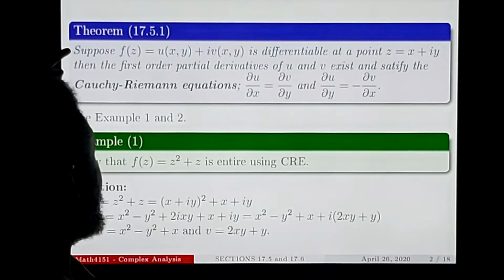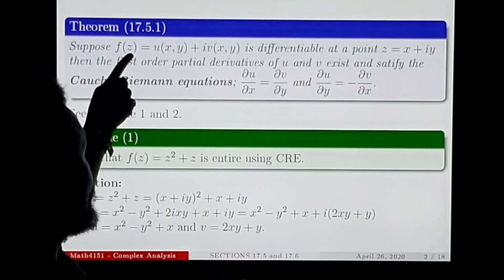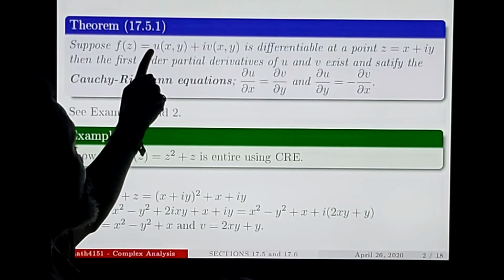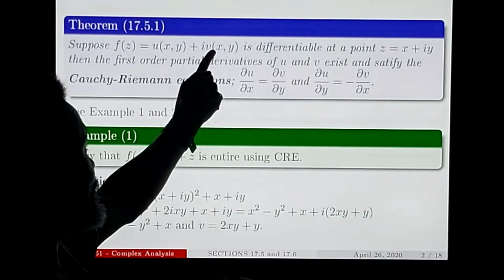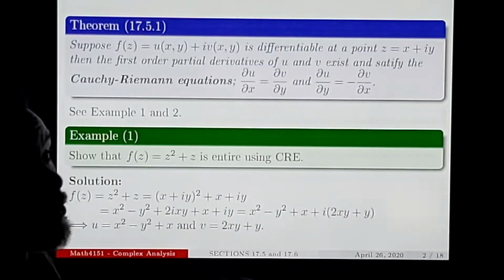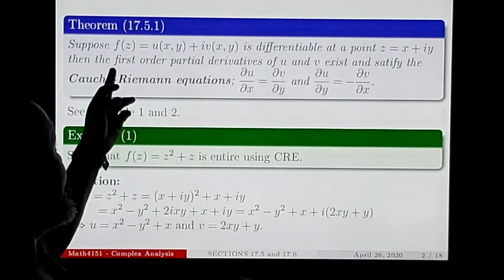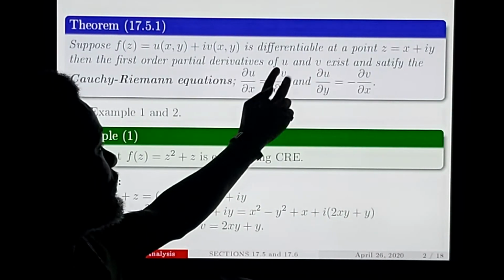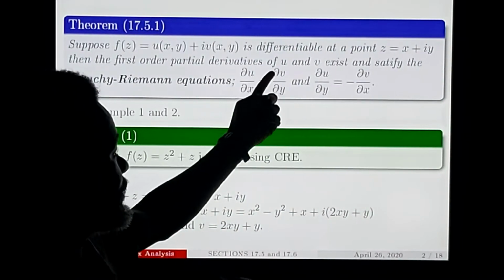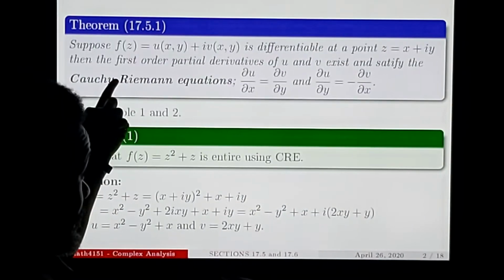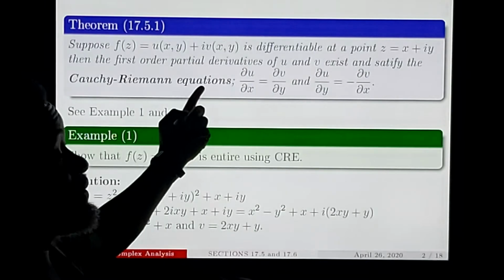So the first theorem here is: suppose f of z, a complex valued function f of z equals u plus iv, is differentiable at a complex point z equals x plus iy. Then the first order partial derivatives of u and v with respect to x and with respect to y satisfy what we call the Cauchy-Riemann equations.